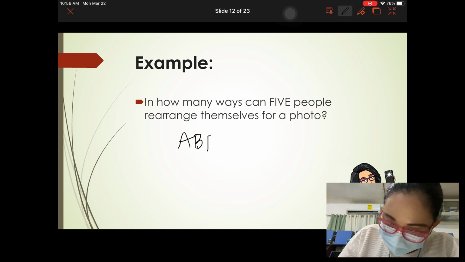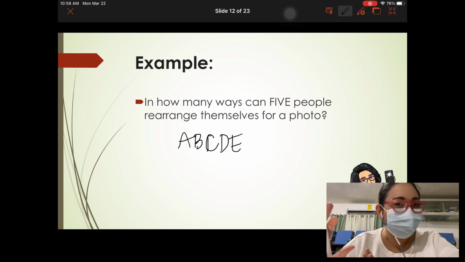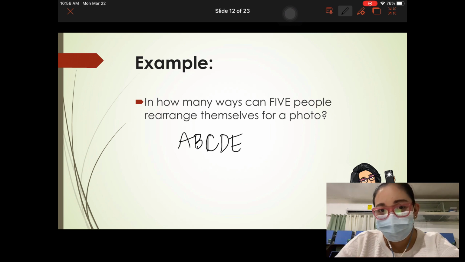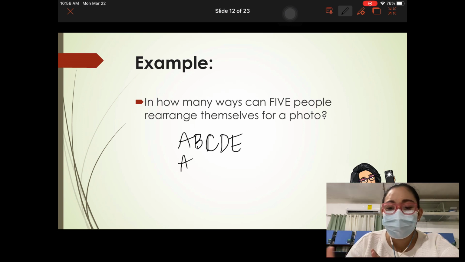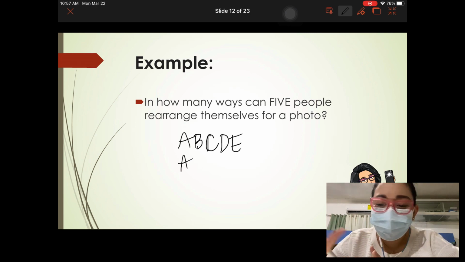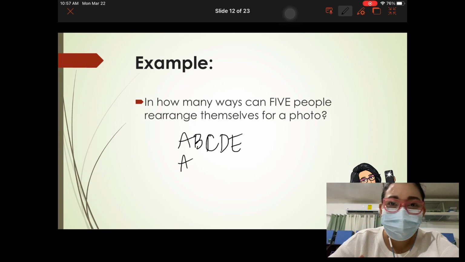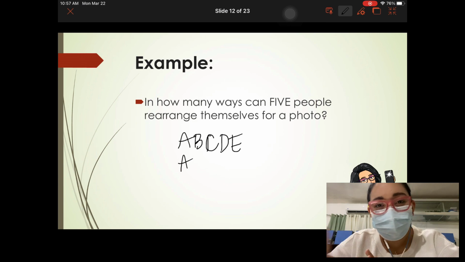So, the first, halimbawa, nakahilera lang sila. Class picture, kunwari, 5 lang sila sa isang klase. So, A, B, C, D, and E. So, ganyan lang sila. So, that's one arrangement. Diba? Tapos, another arrangement would be, if hindi magbabago si A, ano yung mangyayari sa B, C, D, E? So, ang gagawin yung maglilista ka lang dyan, diba? So, it will take you a long time para maglista ng mga possible arrangements ng 5 tao. So, actually, merong easiest way or may easier way on how to do that.